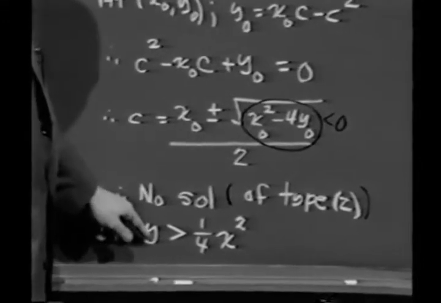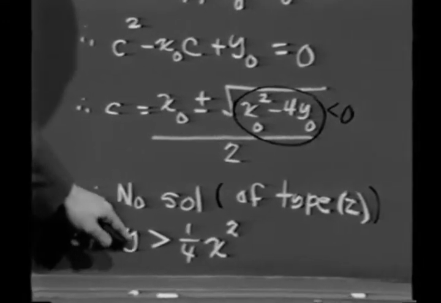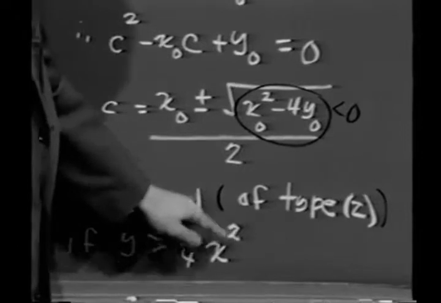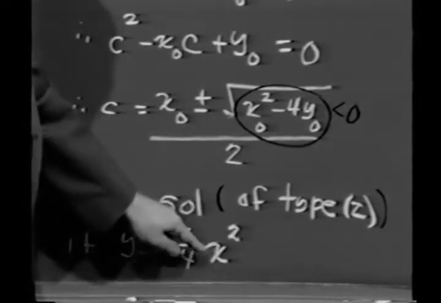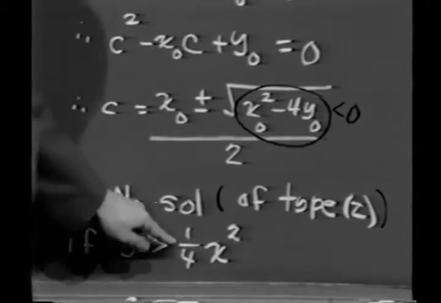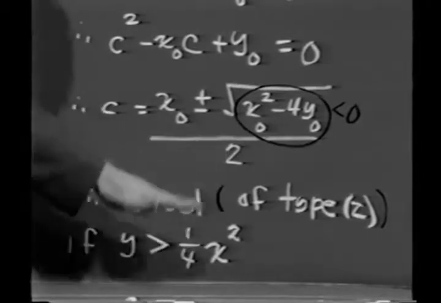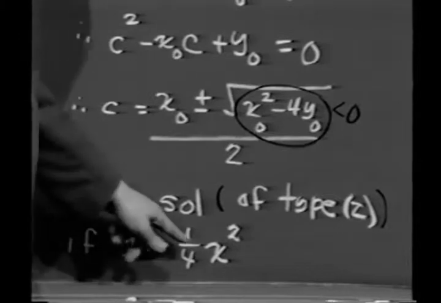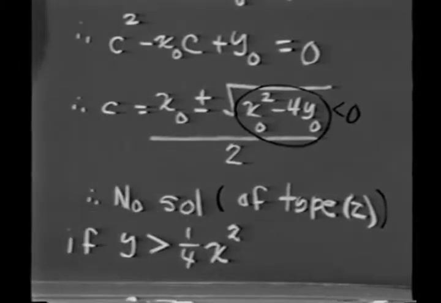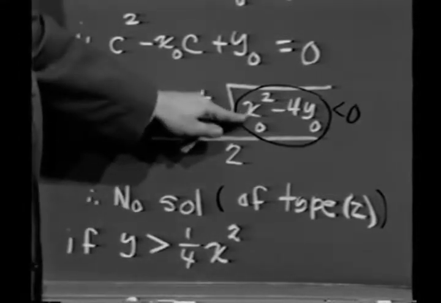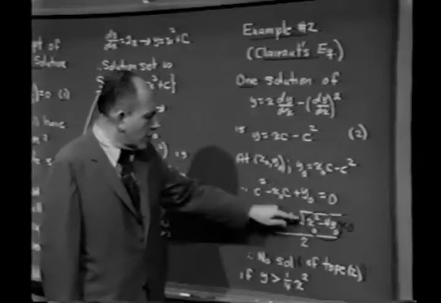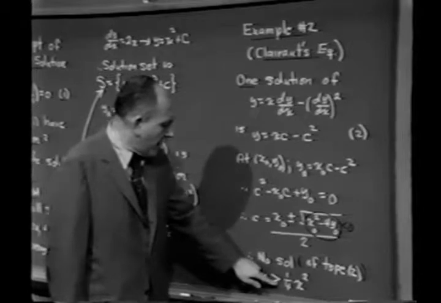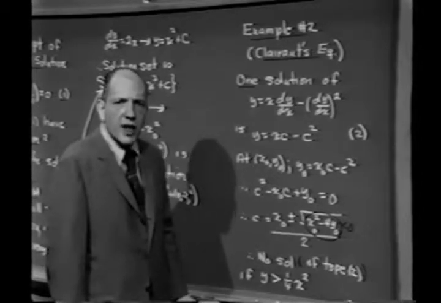Remember, the set of all points x comma y for which y is greater than 1/4 x squared means you're above the parabola y equals 1/4 x squared, because on that parabola, y is equal to 1/4 x squared, so you would have to go above that to make y greater than 1/4 x squared. By the way, all this proves is that there is no solution of this type to this particular equation if you're above the parabola y equals 1/4 x squared.